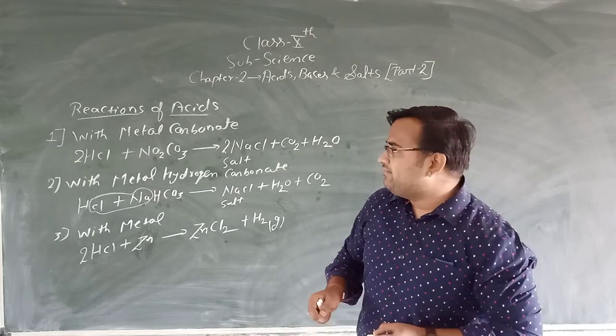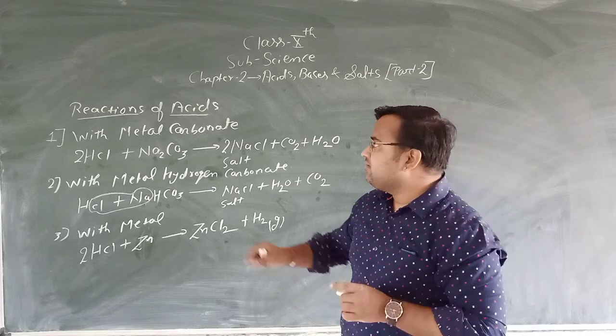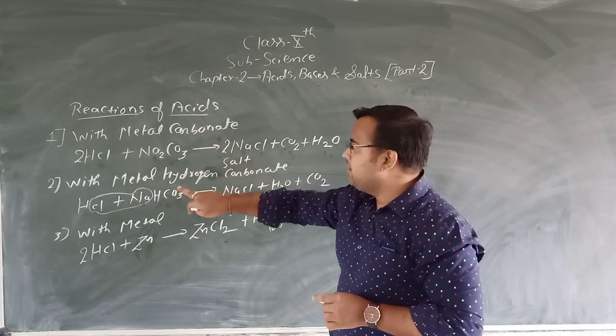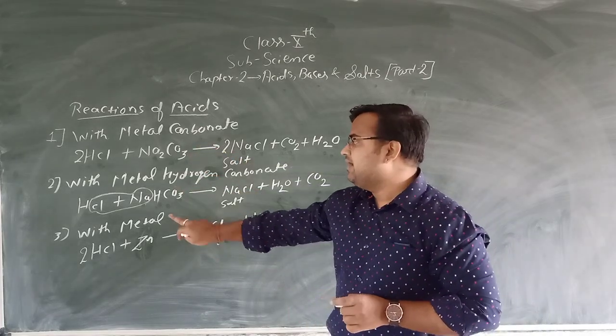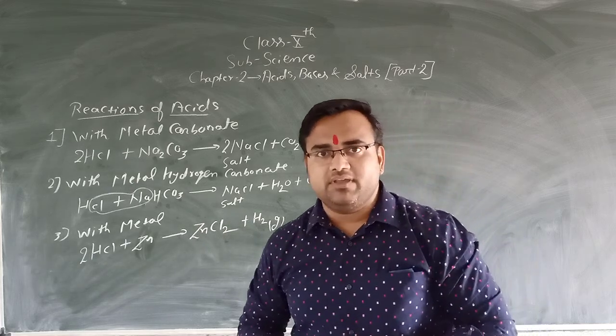So we have seen 3 reactions of acids: first with metal carbonates, then metal hydrogen carbonates, and metals. Now the fourth type of reaction we are going to see.